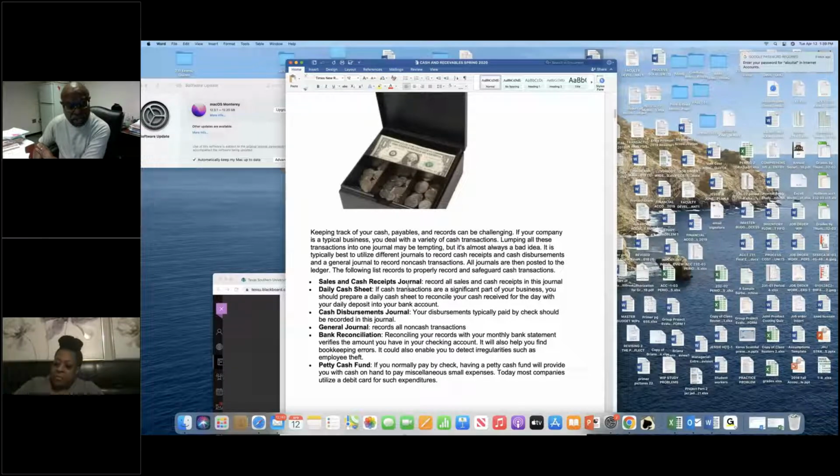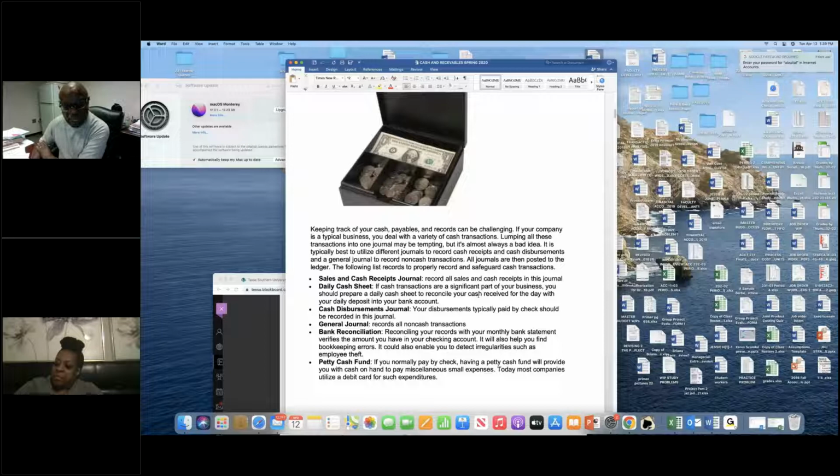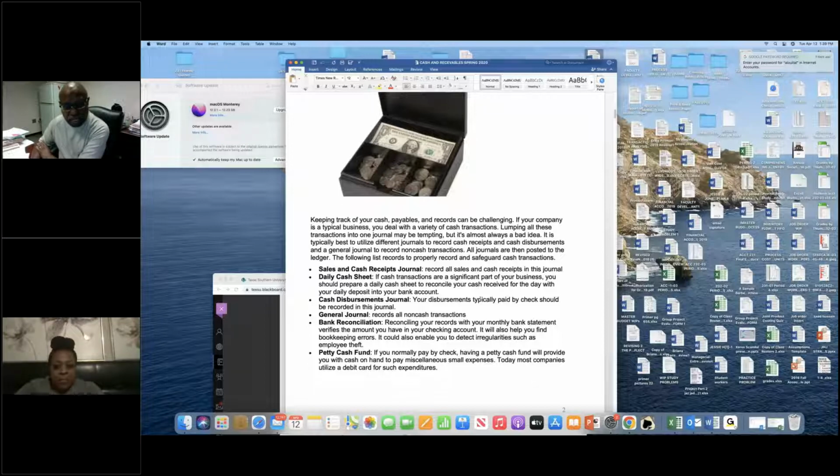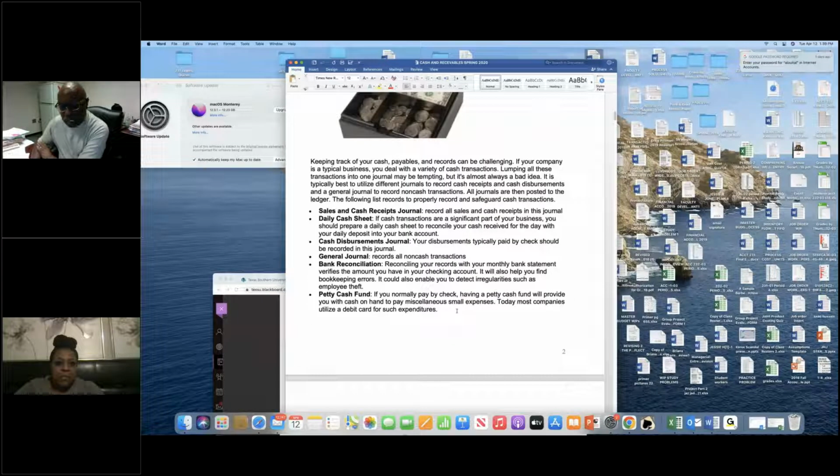Then you have a general journal for all the non-cash transactions. But we're just going to have more than one journal. Then we're going to do bank reconciliations to make sure that what the bank says is correct. There are petty cash funds that cause people some problems. Not as much anymore because most of the time there's a debit card for petty cash transactions.